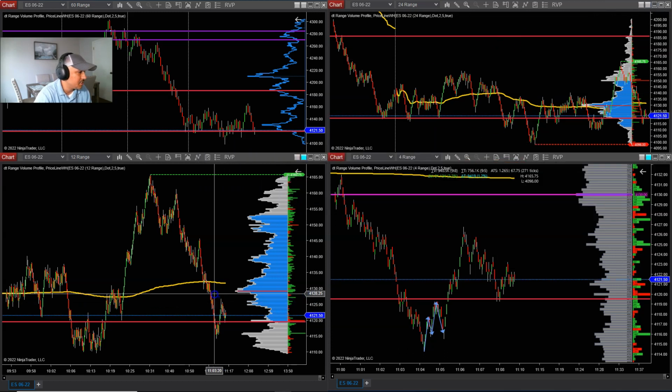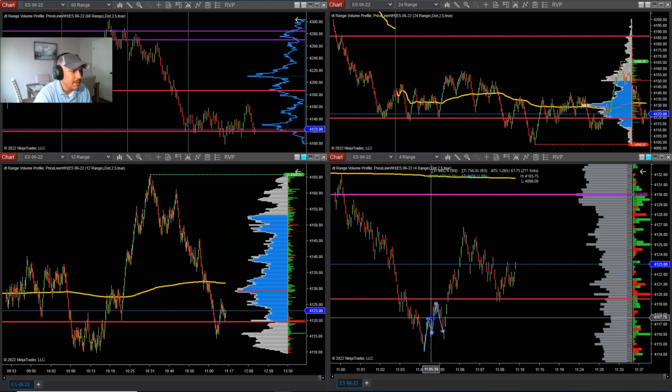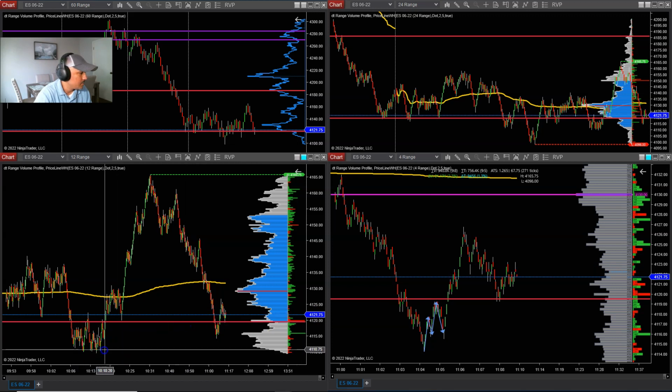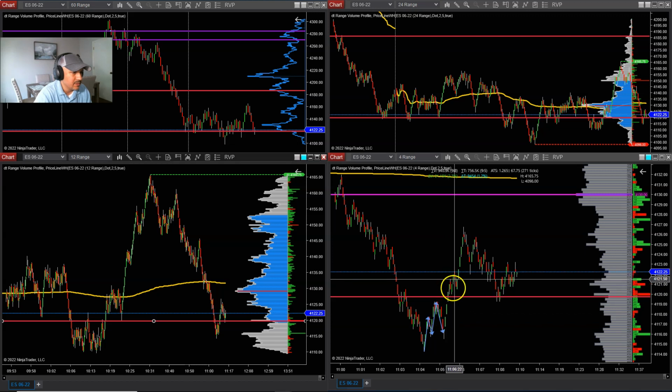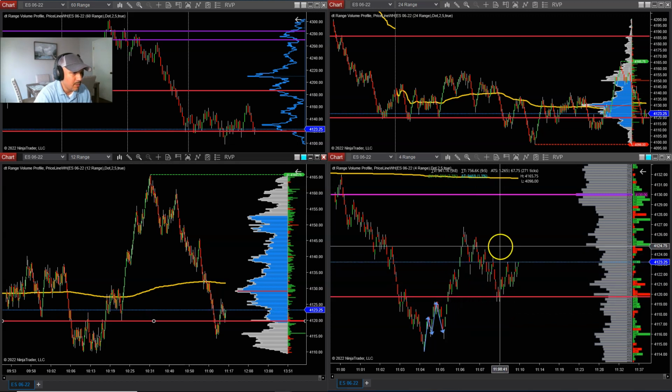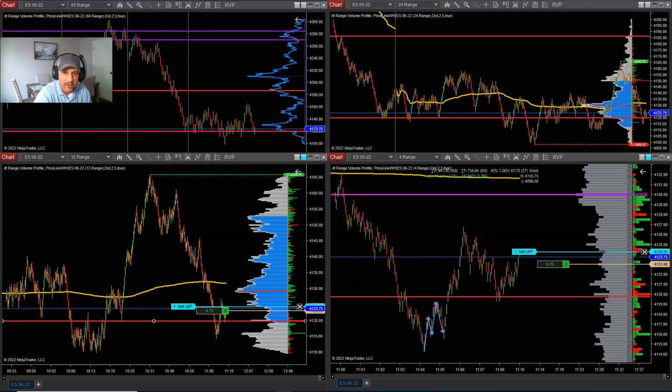I got in too early. I should have waited for price to come back down to this area right here where this red line was at, and then went long. So I made a mistake. Taking a trade too early. It does happen. It happens to all of us. So anyways, price probably will move up to this area up here at 24.